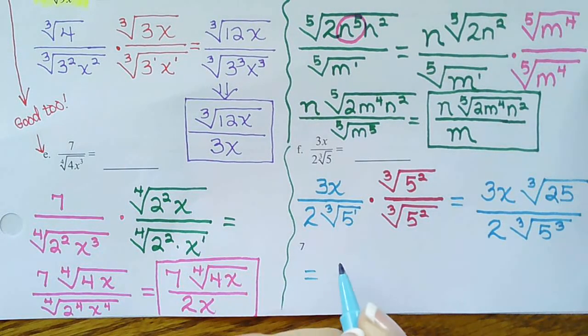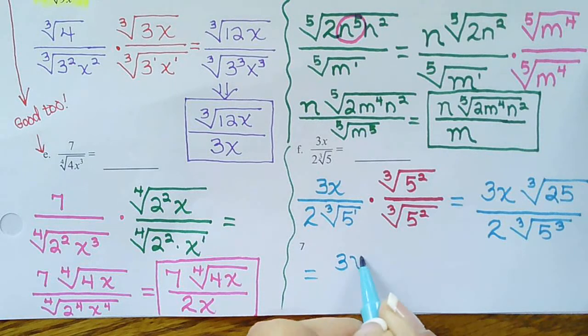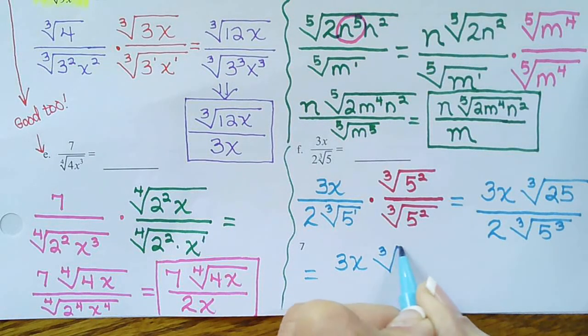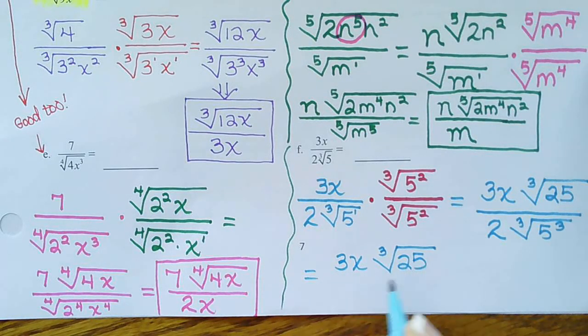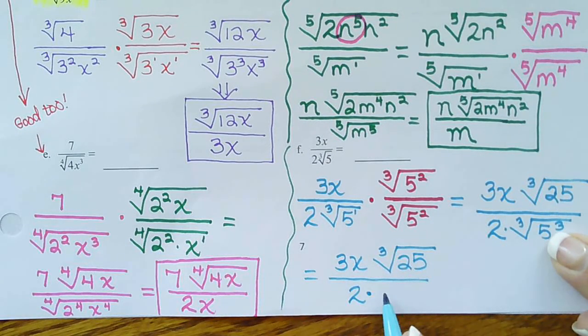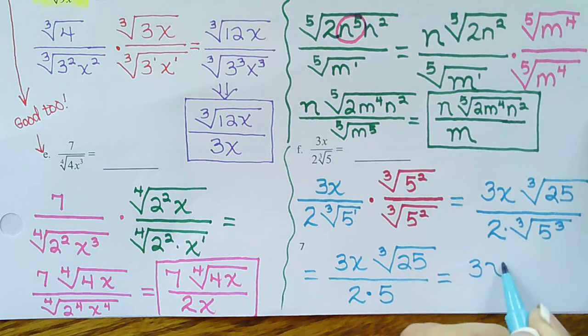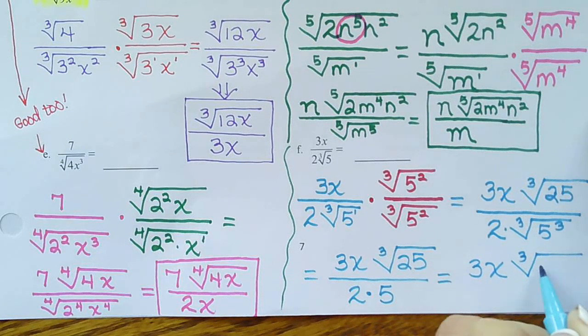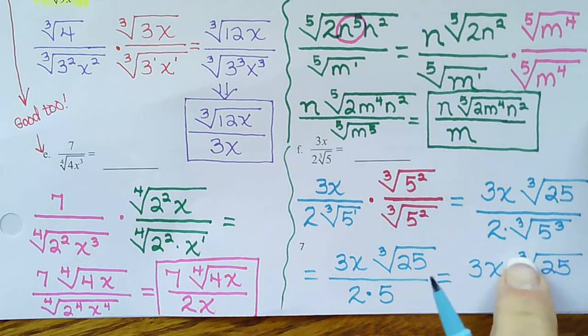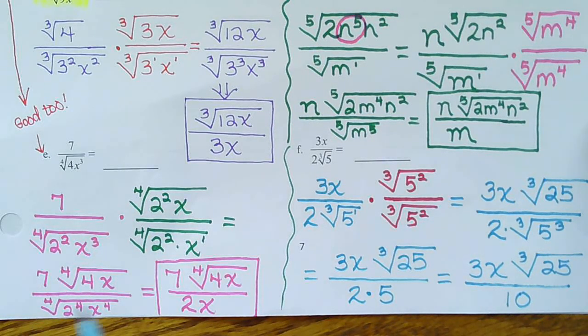So our final answer is going to be, well, not final. I guess we got 2 more steps. 3x cube root 25 over 2 times, remember there's an imaginary times sign there. 3 divided by 3 is 5 to the 1st comes out. So now we can write our final answer. 3x cube root 25. There's only pairs in here, no cubes, so we can't touch that. And then our new denominator will be 10. And that's it.